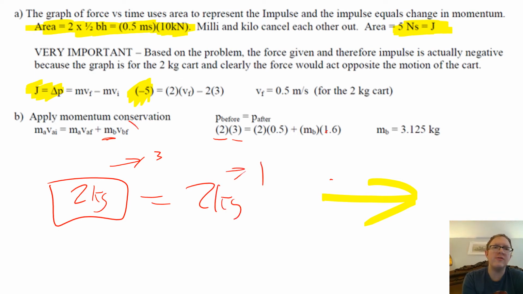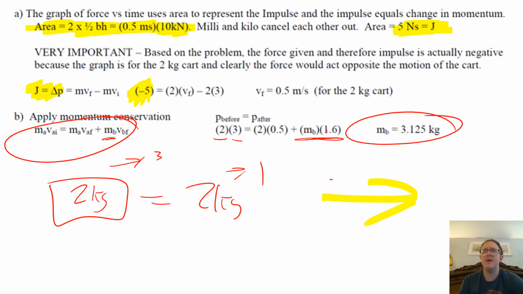And so here's the formula right here that they're using. It's just momentum equals momentum plus momentum. And so the only unknown is actually the mass of the second car right there. And so they were able to solve that out.